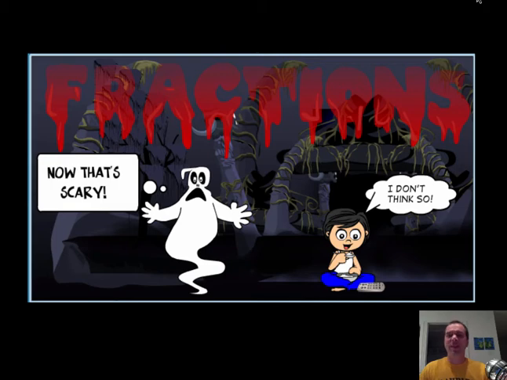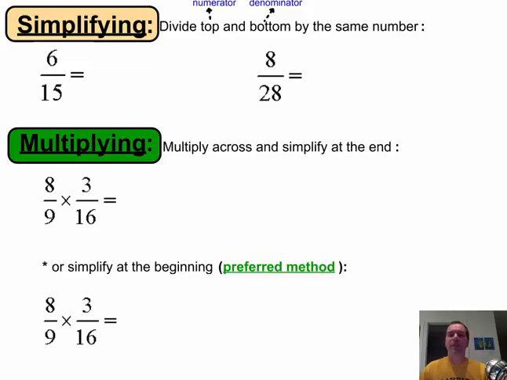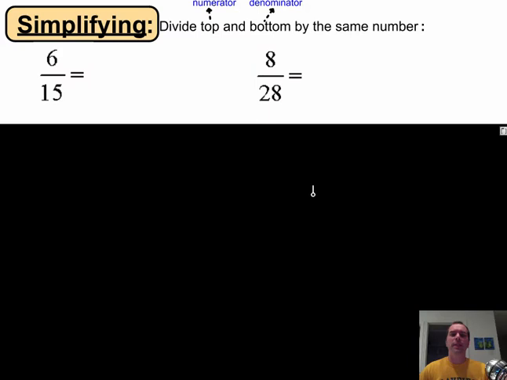Alright, let's look at those scary fractions of ours. Not so scary. Let's give this a chance. So, how do we simplify a fraction to start with?